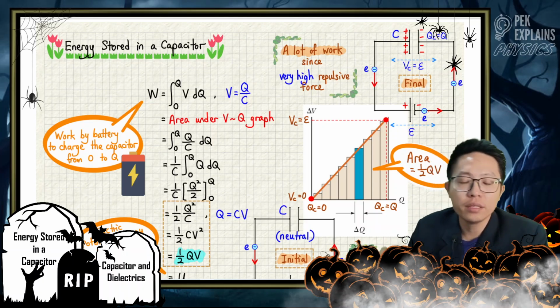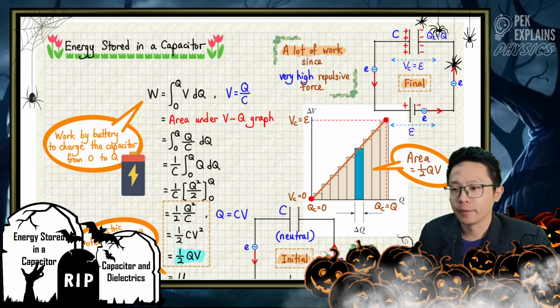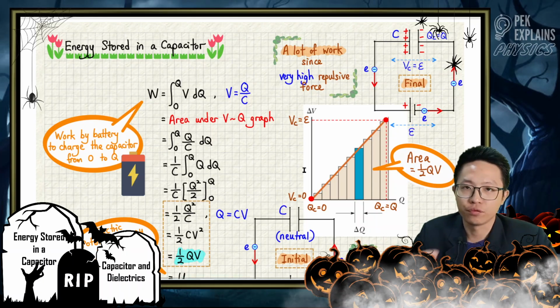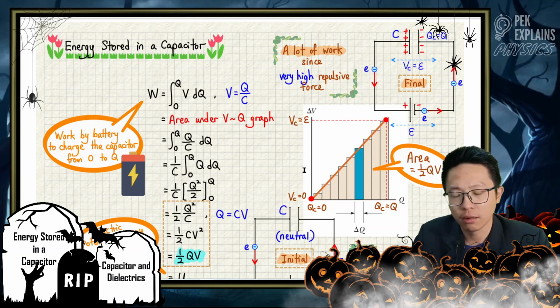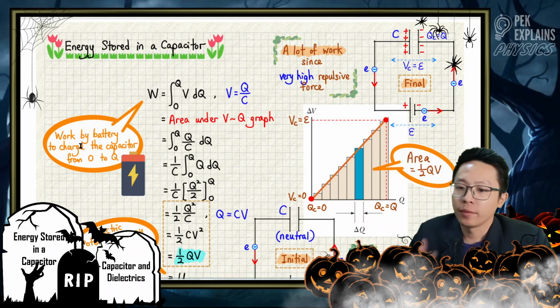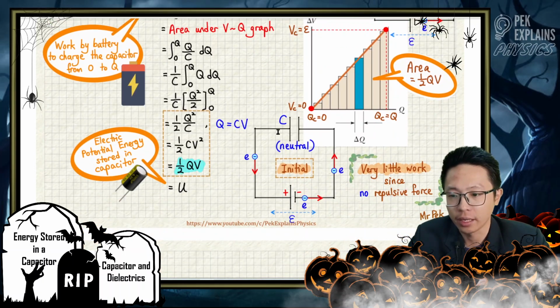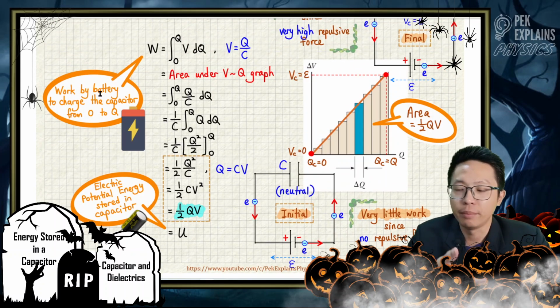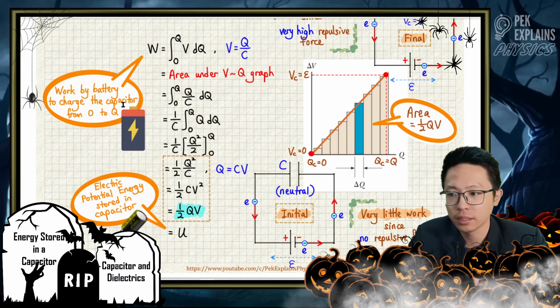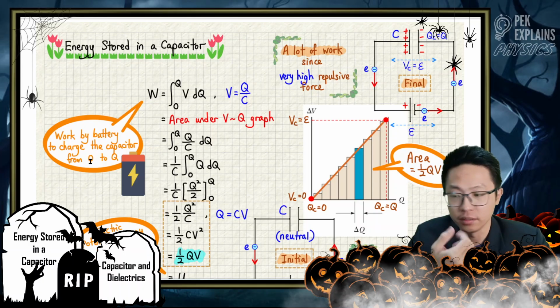Alright, now energy stored in a capacitor. We need to find a formula to calculate the energy stored in a capacitor. If you want to charge a capacitor, first of all, you need to connect it to a battery. The battery will do some work to charge the capacitor from zero charge up to the maximum charge.